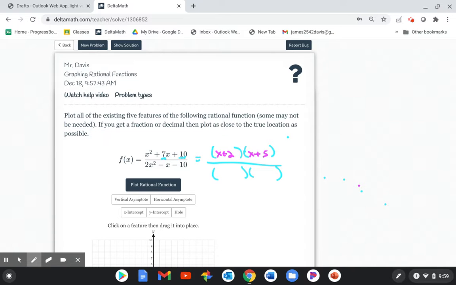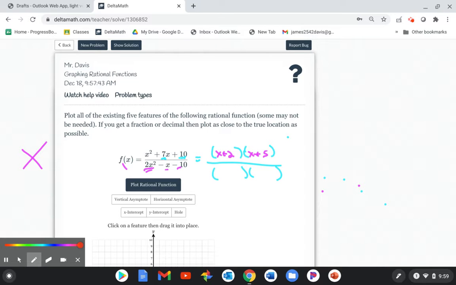On the bottom, a little bit more challenging because we got this 2 hanging out in front of here. Which means the first thing you would want to try to do is pull that 2 out if you could, if there was a 2 in all of these terms, but there's not. So unfortunately, we have to do that big X method that I showed you, or if there's another way that you've learned it, that's fine as well.